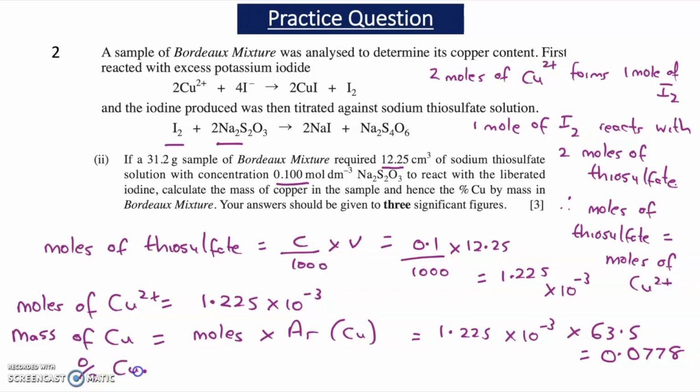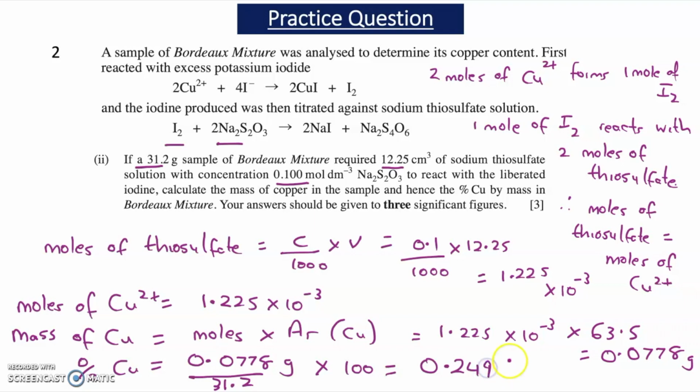0.0778 grams. Now to work out the percentage of copper present in my sample, all I do is take the mass of copper that I've just worked out, 0.0778, and I divide this by the mass of the sample, which was 31.2. So I'm going to do 0.0778 divided by 31.2. I'm going to times it by 100, and this will give me the percentage mass of copper, and it's going to be very small. It's going to come out to be 0.249%.